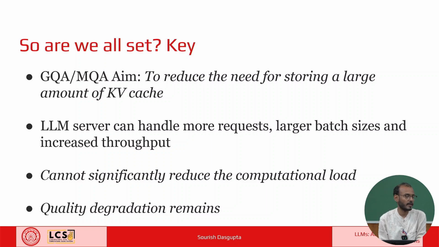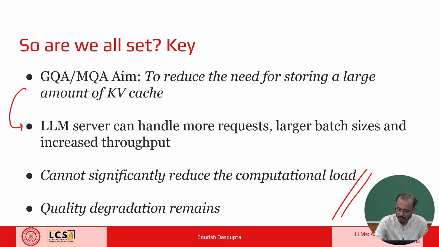The GQA and MQA aim was to reduce the need for storing a large amount of KV cache, right? Because the heads and the layers were increasing the KV cache by a factor of 8. So the real aim of GQA and MQA was that. And because this happened, the LLM server can now handle more requests and larger batch sizes, thereby increasing throughput, right?